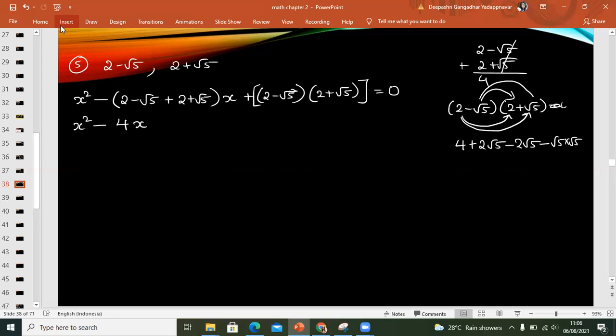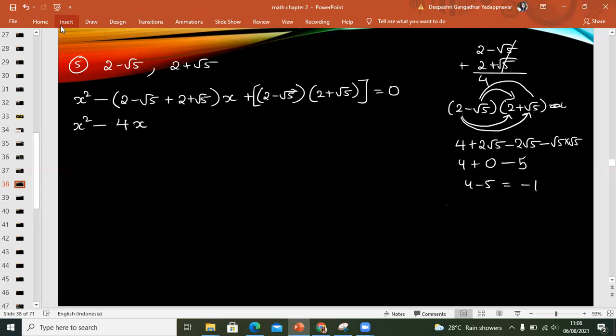Okay, now see here I am using the same formula here. 4 plus 2 root 5 and minus 2 root 5 is 0. And here negative root 5 multiplied with positive root 5. Root 5 multiply root 5 will give you just 5. So this is 4 minus 5, which will give you negative 1. You can solve it in this way.